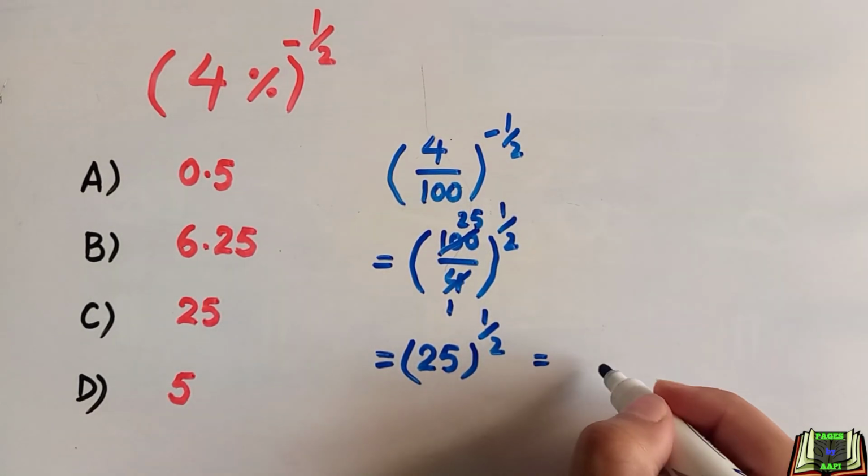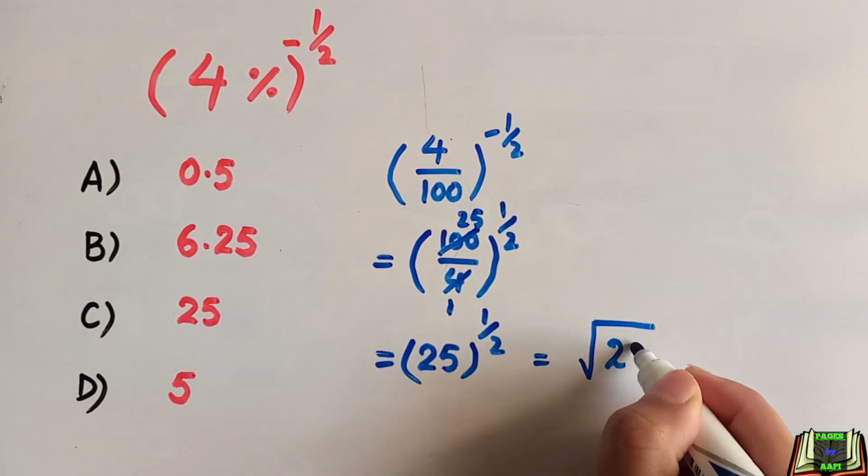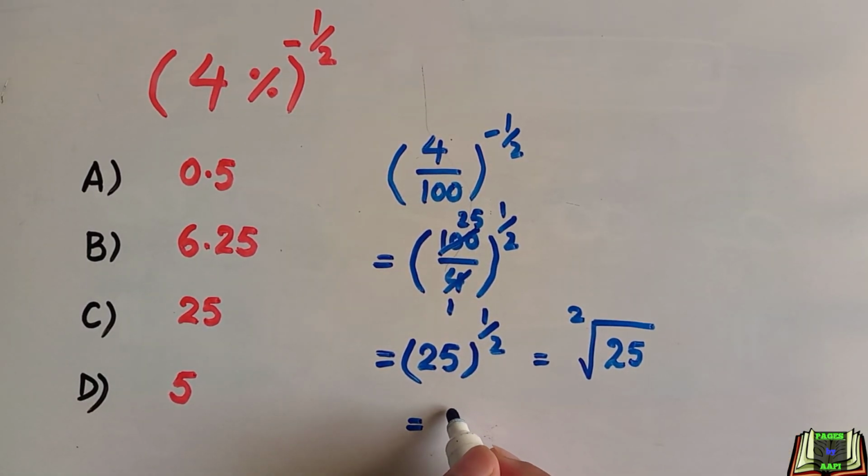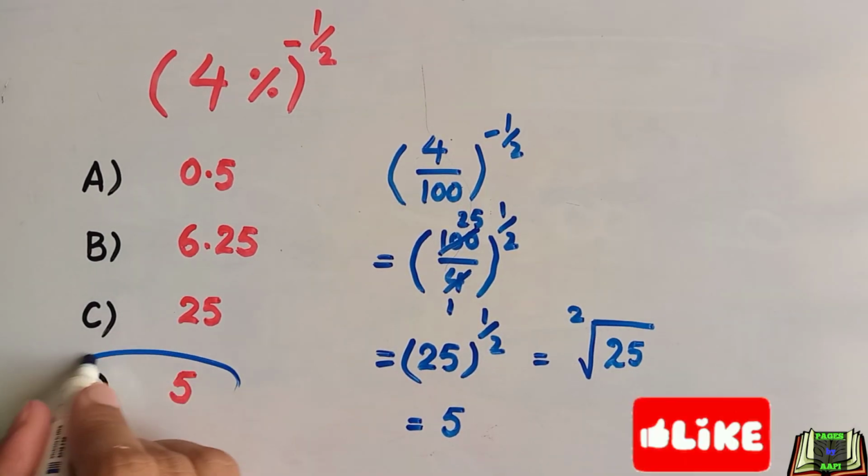And this can be written in the root form, and we know that the square root of 25 is 5. So the answer is 5. D is the correct option.